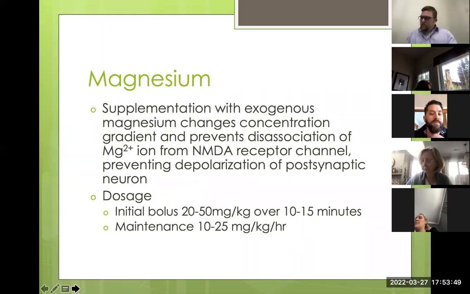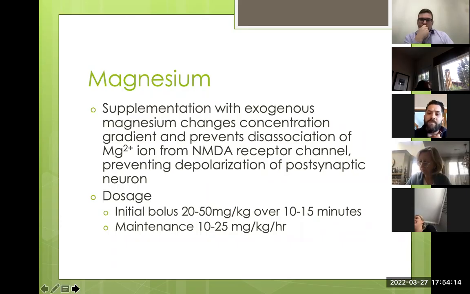So magnesium, as I said before, we kind of want to increase the extracellular concentration of magnesium because of that magnesium plug in the NMDA receptor. Magnesium by itself isn't really going to be that effective. Magnesium and ketamine need to be together. They're married together. So if you're going to give magnesium, make sure you're giving some ketamine with it.